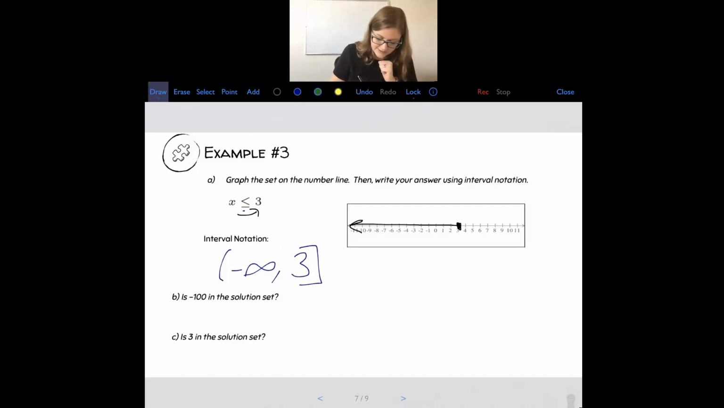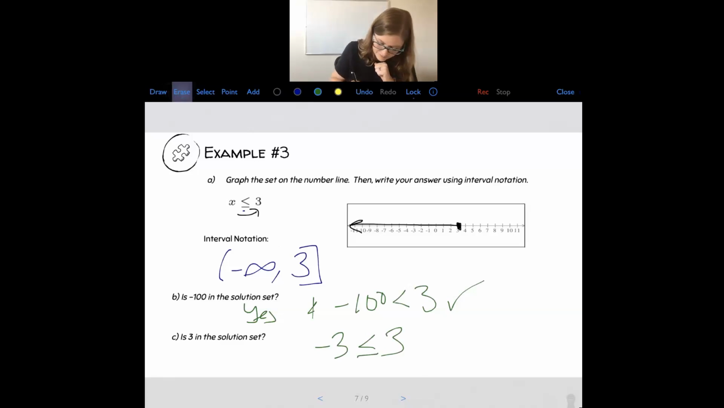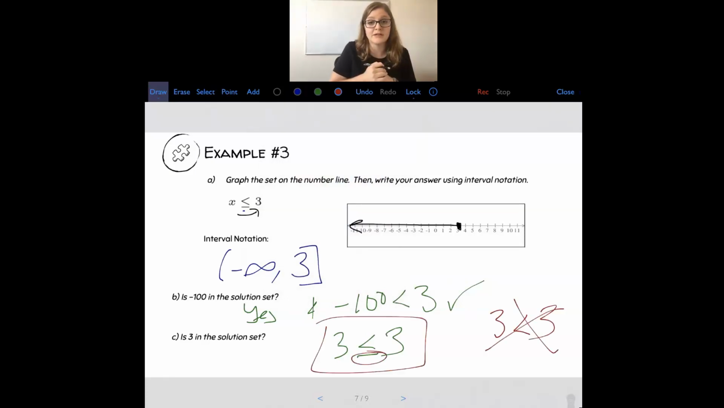For our questions, is -100 in the solution set? Yes, -100 is less than 3. Okay, is 3 in the solution set? So is our endpoint in the solution set? Yes, it is. You can tell by the closed circle, or if you plug 3 in for x, 3 is less than or equal to 3. That's true. Okay, something that's not true, 3 is not less than 3. They're equal to each other. The reason this is true is because of the or equal to symbol there.